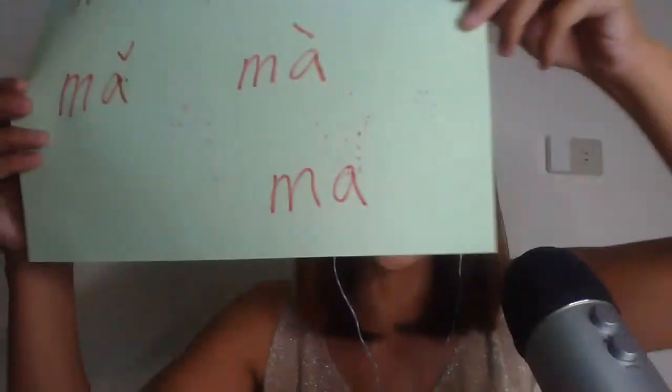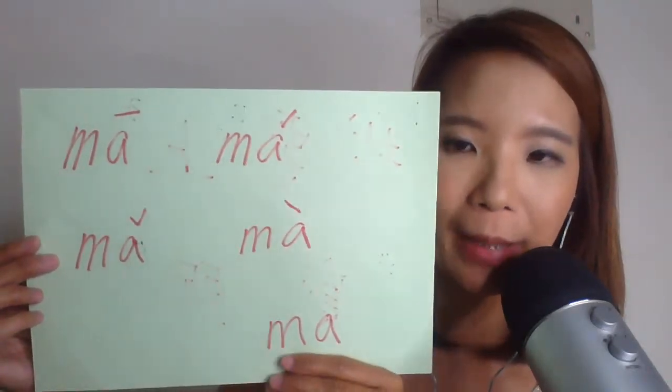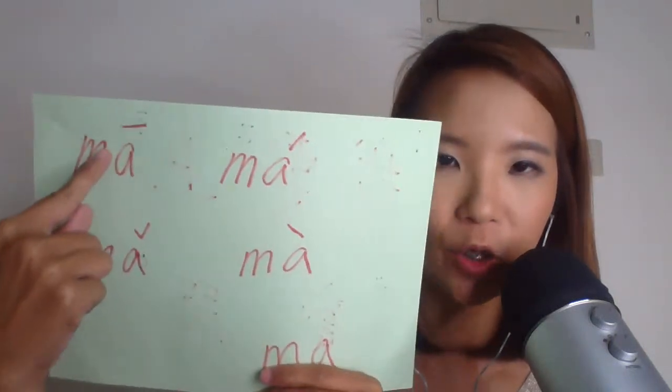First of all, of course, you need to know how to pronounce the tones correctly. Okay, let us just try this. Let's use the very classic example. Ma, ma, ma, ma, ma. You're like, huh?